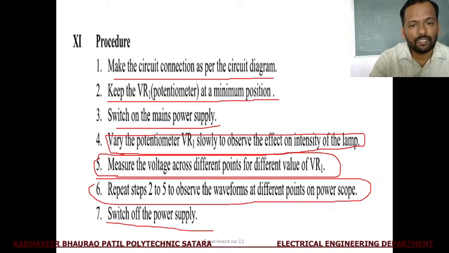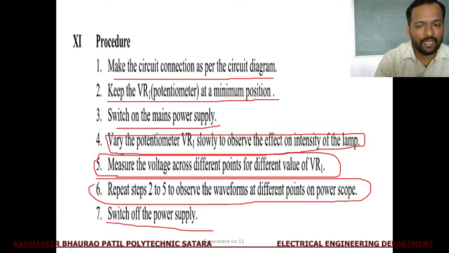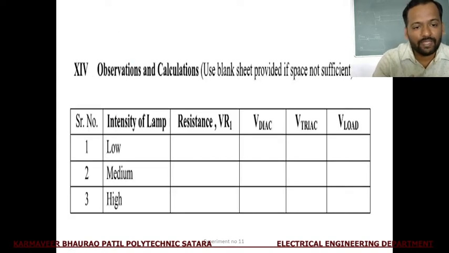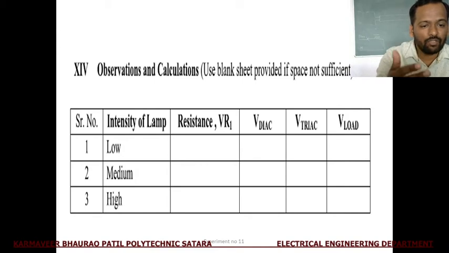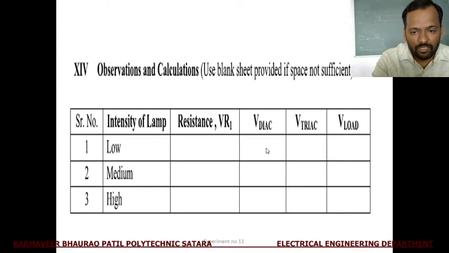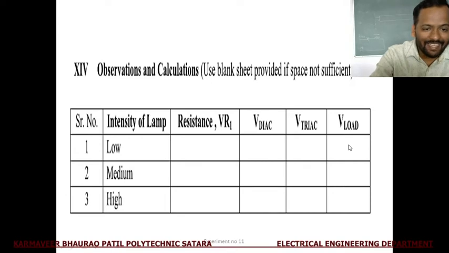Now this is the procedure of this experiment. Make connection as per our diagram. Now we have to take 3 readings: low, medium and high. First keep this pot resistance at low, then measure voltage across diode, voltage across triac and voltage across load. Then gradually increase the pot resistance to medium.